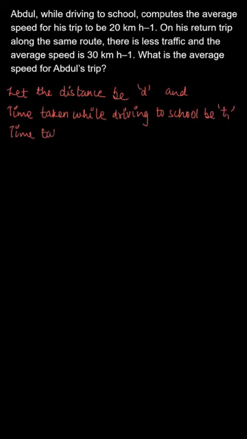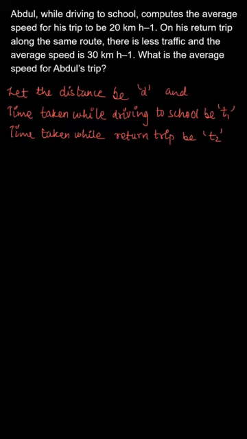Now, let us assume that the distance traveled by Abdul while driving to school is d, the time taken for him to travel to school is t1, and the time taken by Abdul on his return trip back home is t2. Now you must understand that the average of 20 and 30, which is 25, will be an incorrect answer, because in both cases the time taken during the journey will be different, so we cannot directly take the average of 20 and 30.